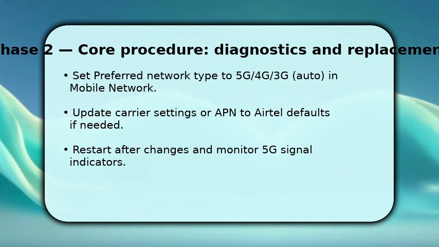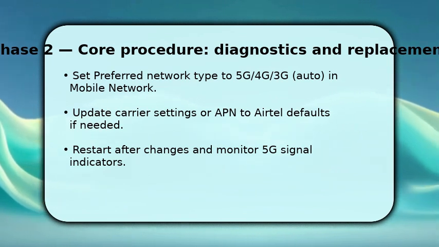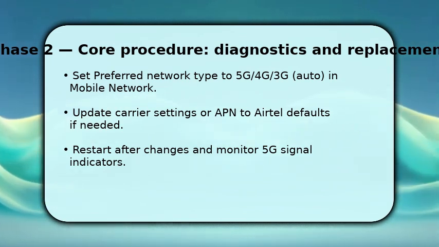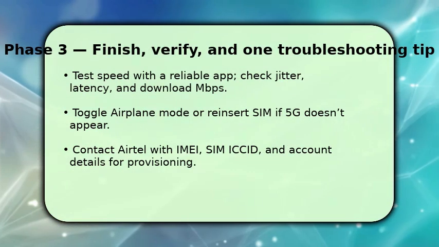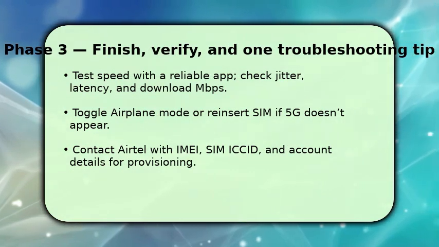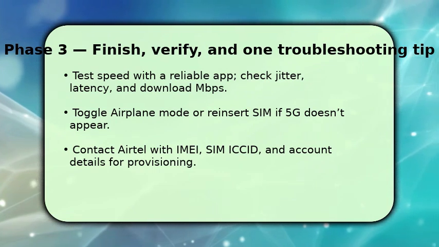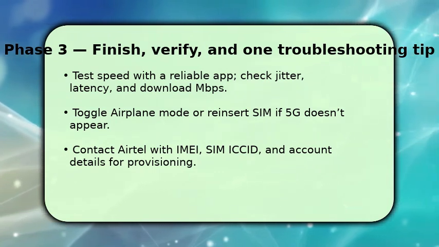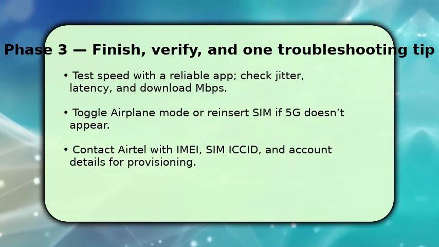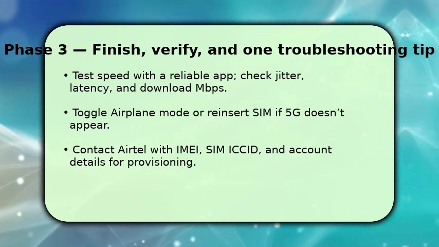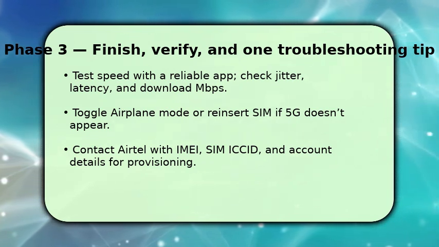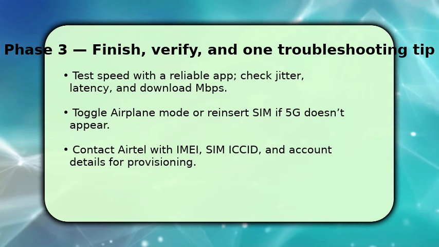Finally, restart the phone to apply profiles and let the radio re-register on the 5G cell. To finalize, run a speed test to confirm you have low latency and expected Mbps. This proves true 5G. If you don't see 5G, toggle airplane mode, restart, or reinsert the SIM. These quick actions force re-registration.